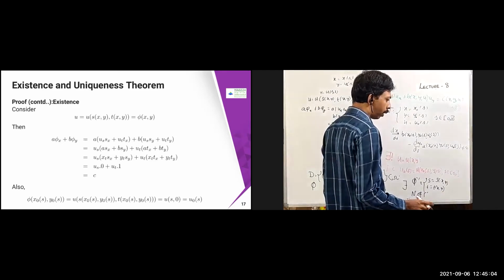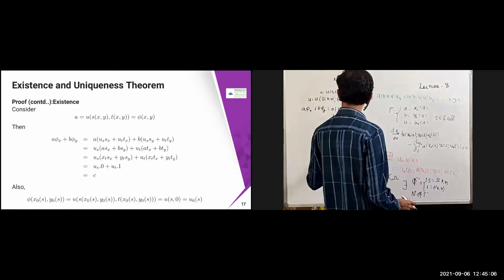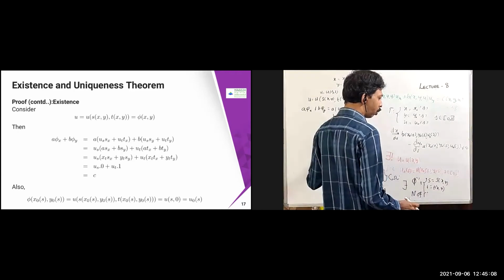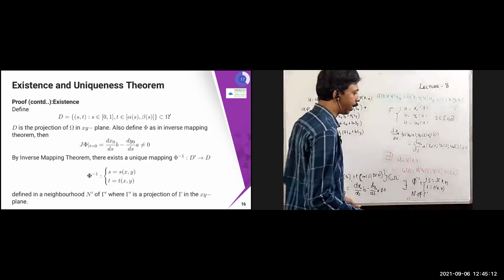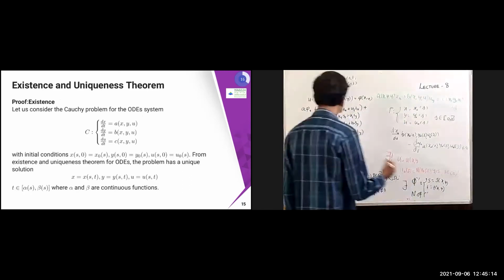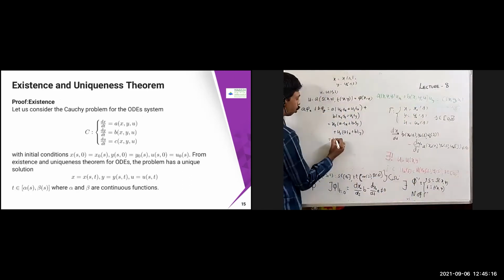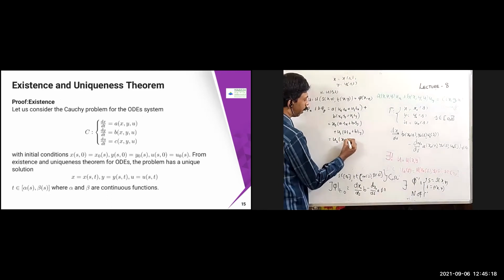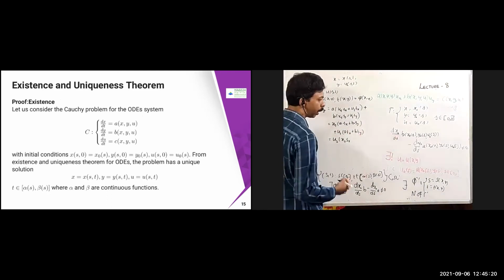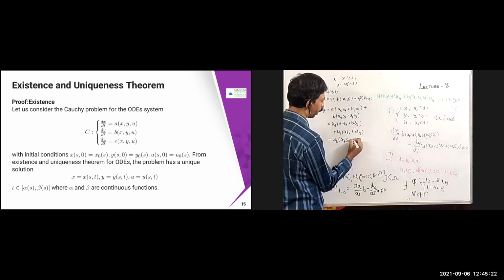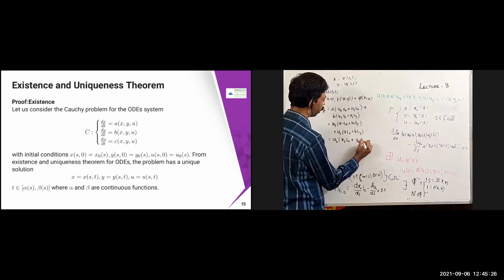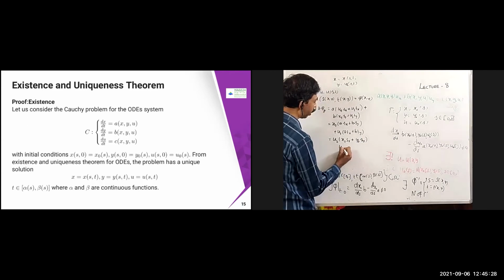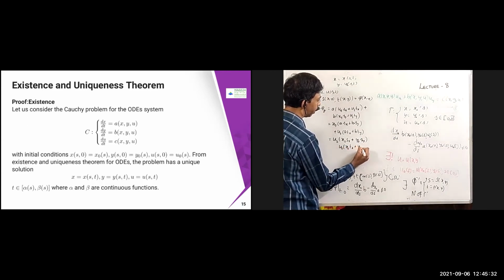Yes, x is there. u_s is there. a is there. Now, what is a here? a is nothing but dx/dt, so I can write this as u_s x_t. b is nothing but dy/dt. Therefore, this becomes u_s y_t. Similarly, u_t x_t plus y_t.